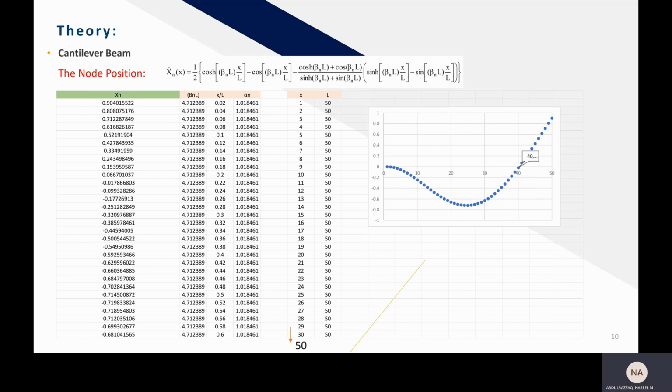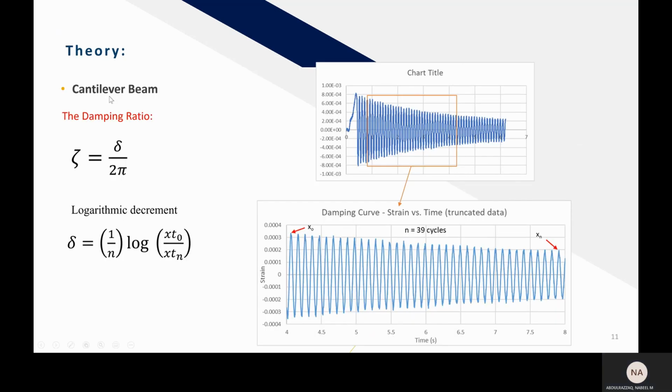So you need Excel to do the calculations and to find the node position for both the free beam and the cantilever. The cantilever beam damping ratio is equal to sigma divided by 2 pi, where sigma is the logarithmic decrement, and the logarithmic decrement can be found from this equation.